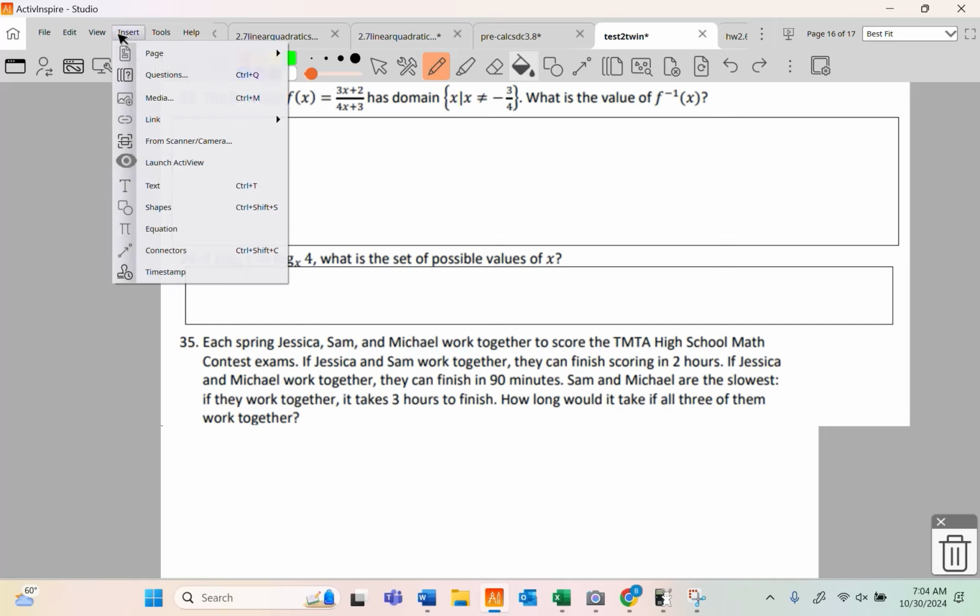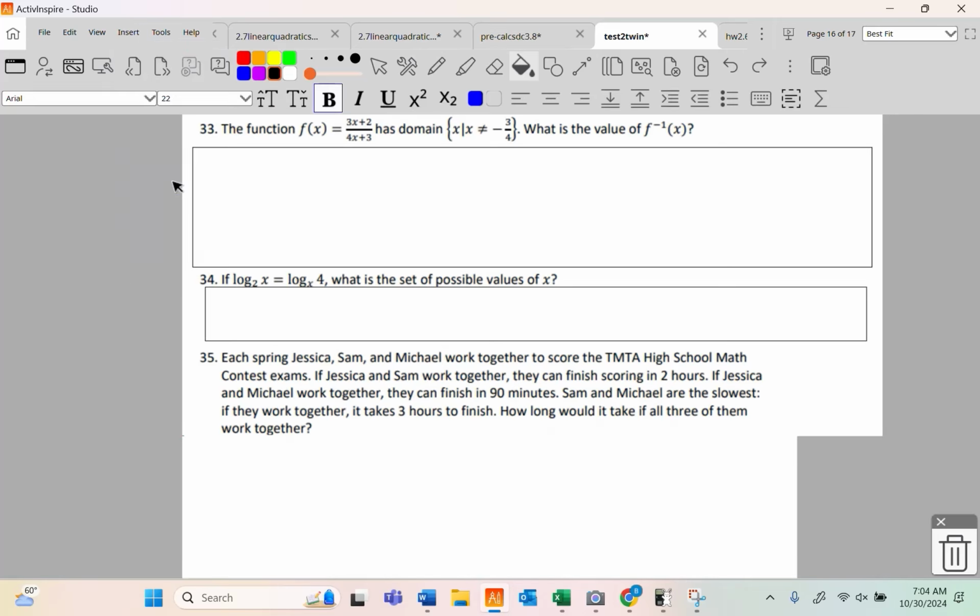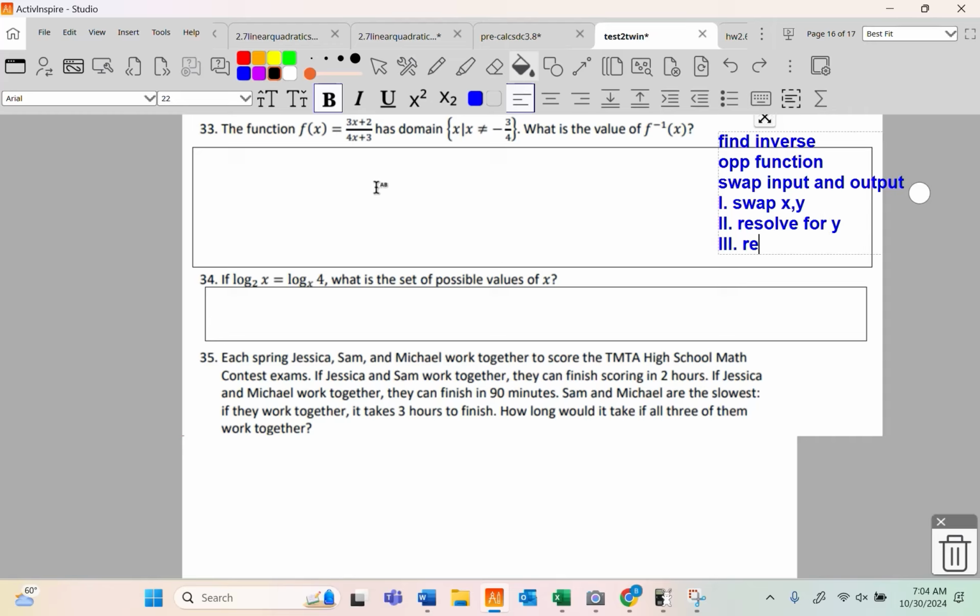But there are a couple of steps in writing an inverse. F to the negative 1 of x literally means find the inverse. And an inverse is the opposite function. Inverses swap x and y. They swap input and output. They do the reverse thing. So our first step is to swap x and y. Our second step is to solve for y. Our third step is to replace y with f to the negative first of x.